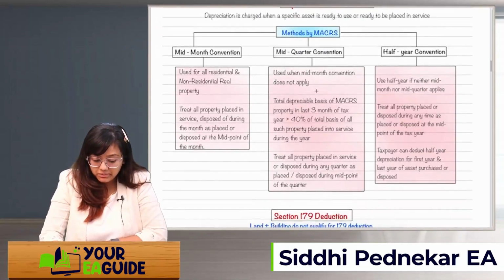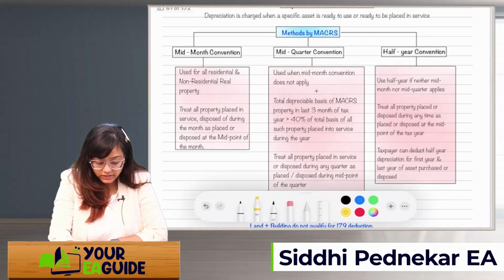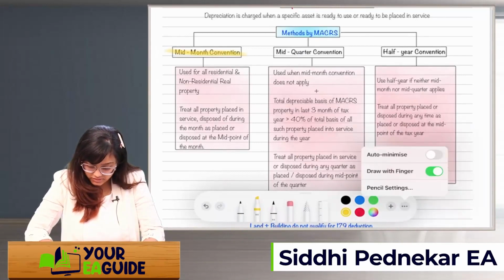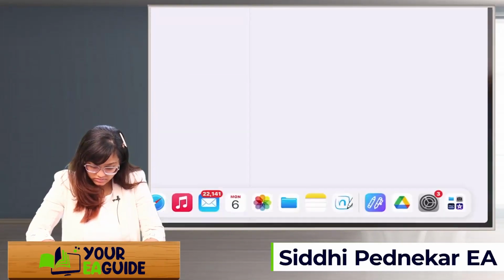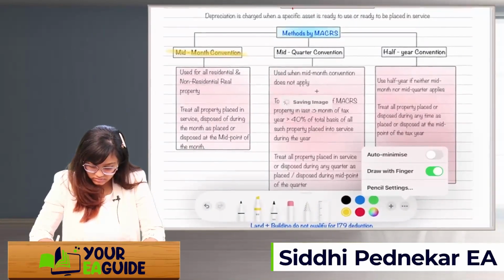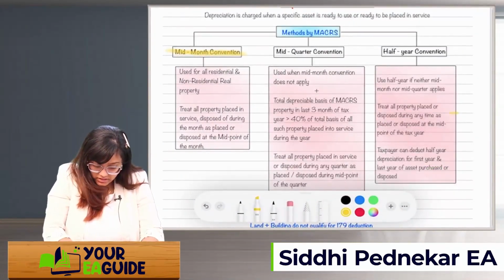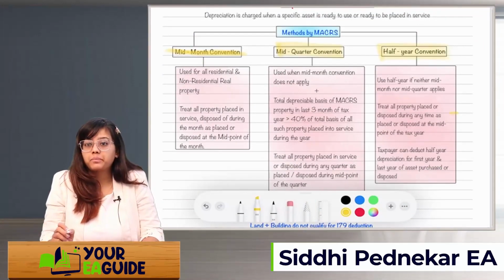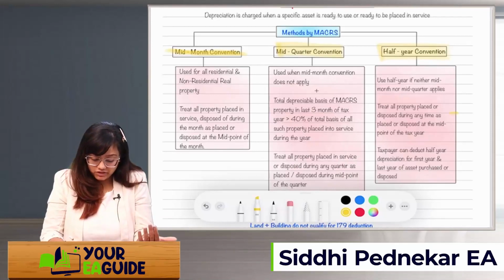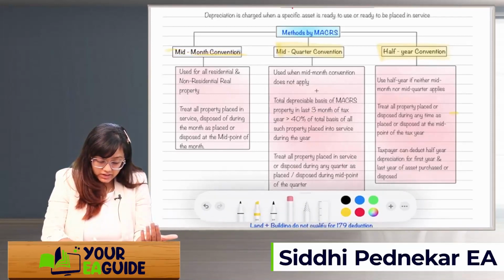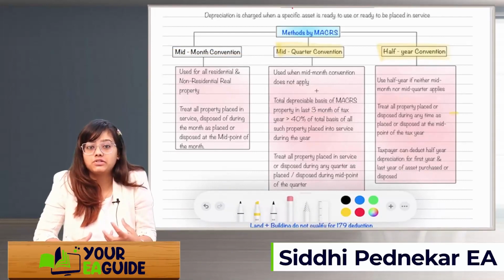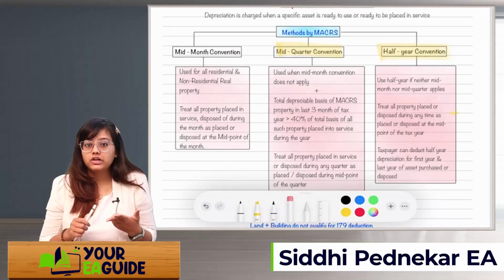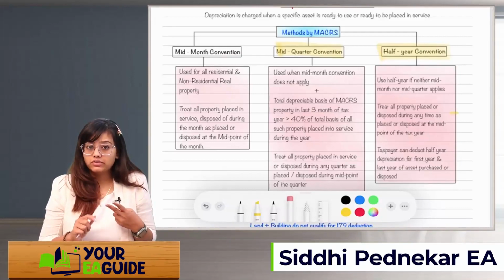First is mid-month convention method. Second is mid-quarter convention. Third is half-year convention. Okay. So what do you mean by mid-month convention? It's nothing but whatever asset you have purchased, which is used for all residential, non-residential real property. Only the real property. Here only the real property is used.